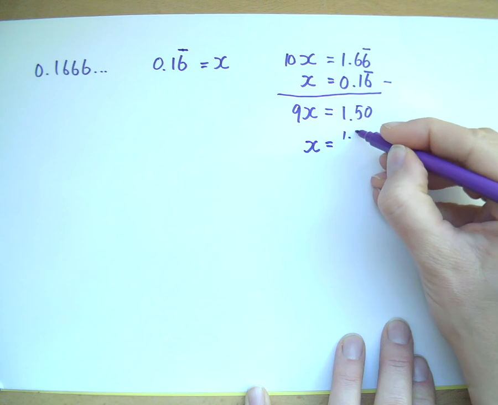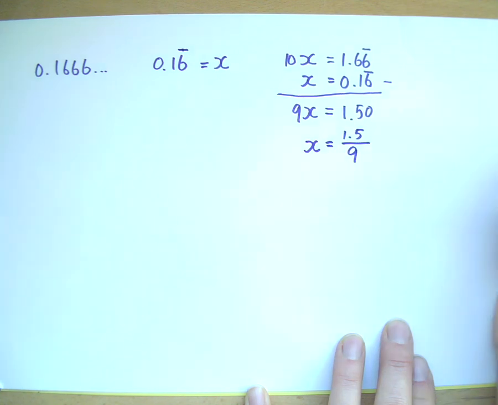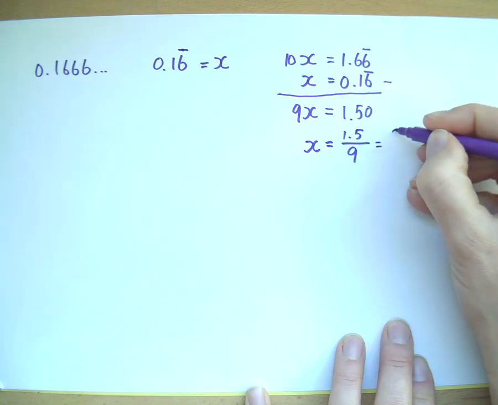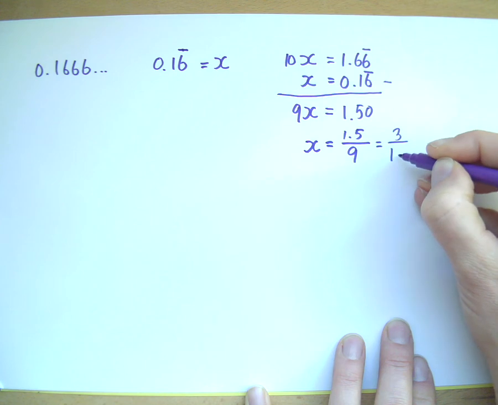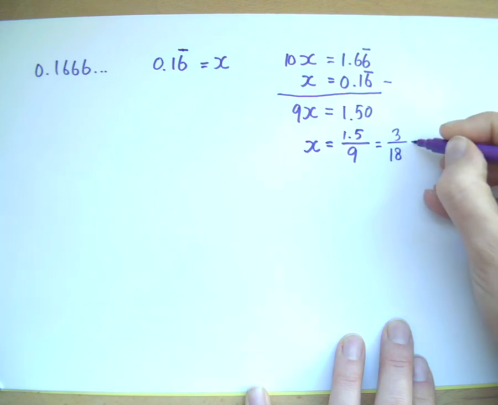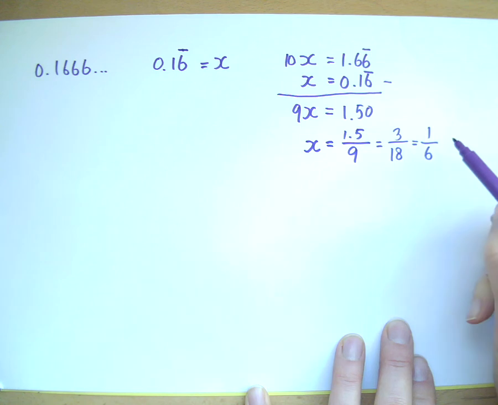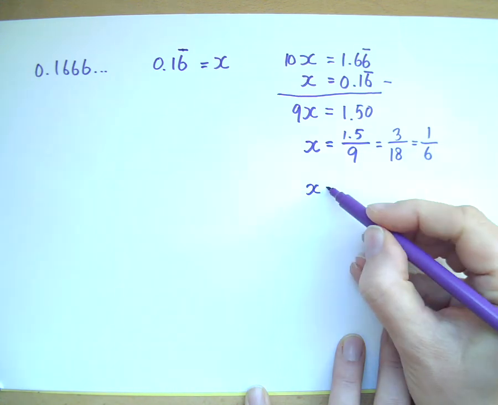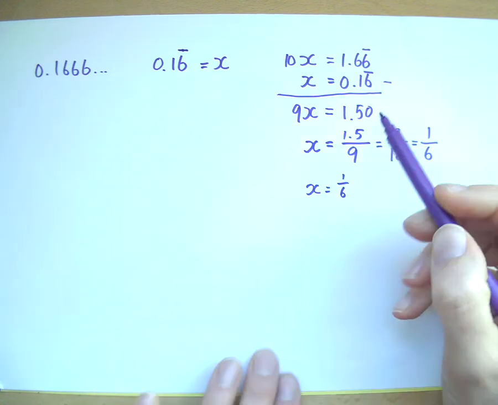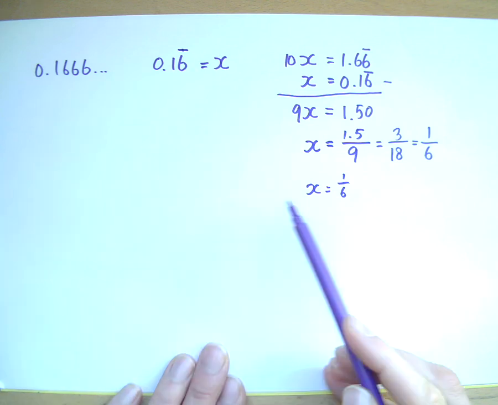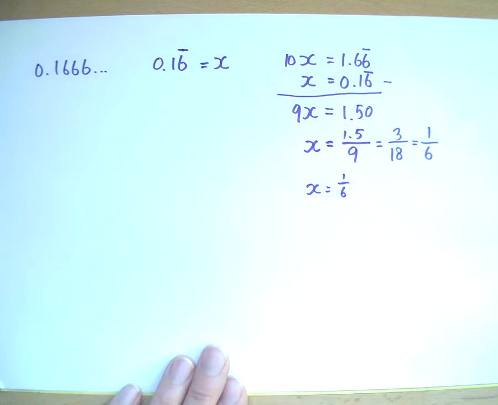Now I can go and find x. x is this 1.5 divided by 9. I can clean that up. Multiply top and bottom by 2. 3/18. Oh, and then I see I can simplify by dividing both by 3. 3 divided by 3 is 1. 18 divided by 3 is 6. So x equals 1/6. So apparently this 0.16 repeating can be written as this fraction. Awesome. And this always works.